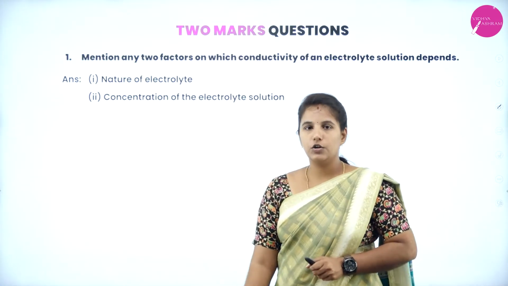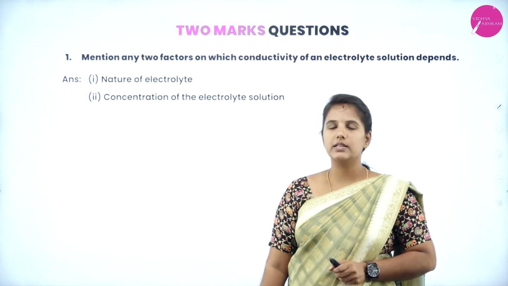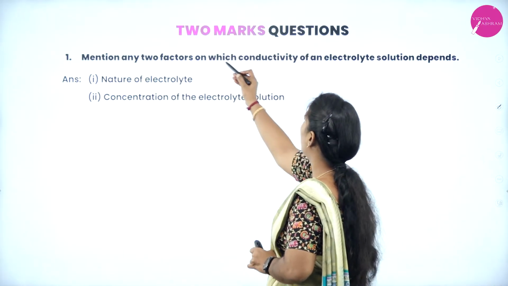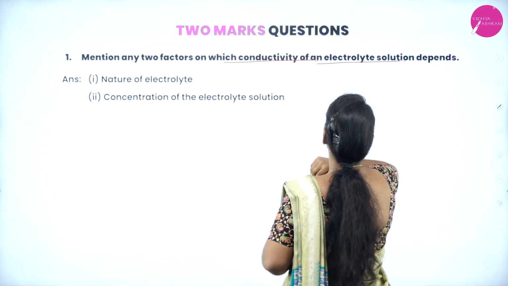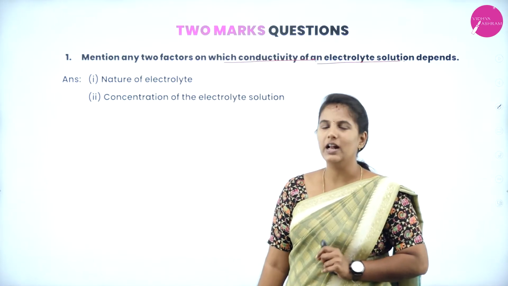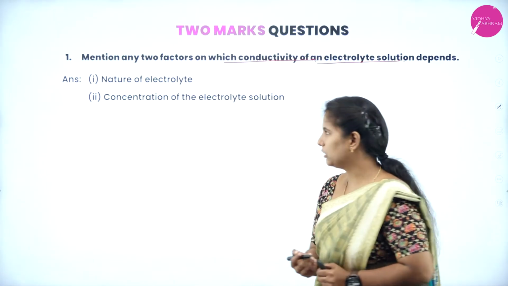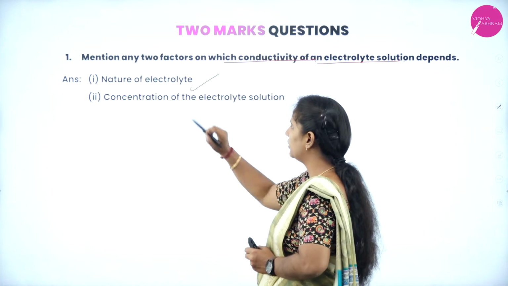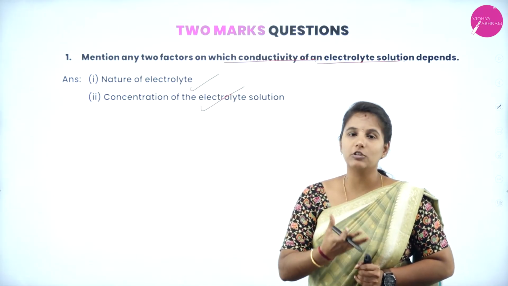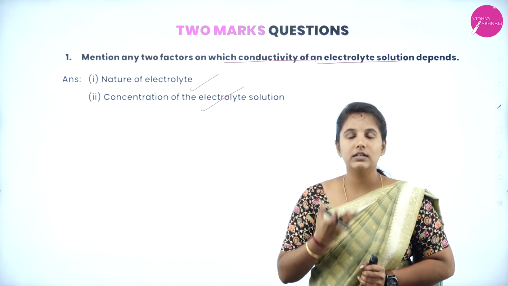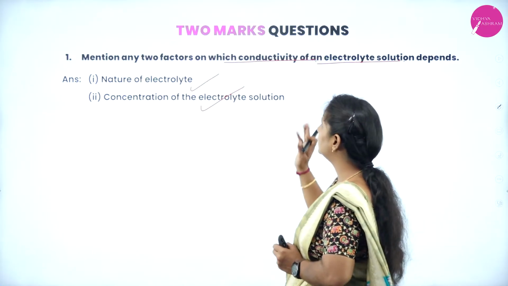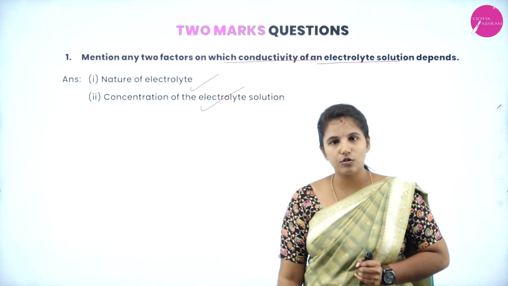We'll see with the 2-mark questions how questions will arise from this unit. Mention any two factors on which the conductivity of an electrolytic solution depends. The conductivity of an electrolytic solution depends upon the nature of the electrolyte and the quantity or concentration of the electrolytic solution you are taking. These two factors are very important in determining the conductivity of an electrolytic solution.